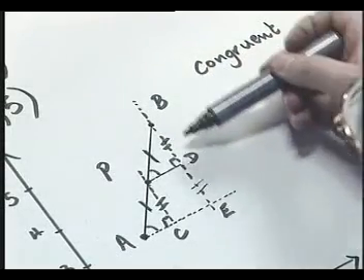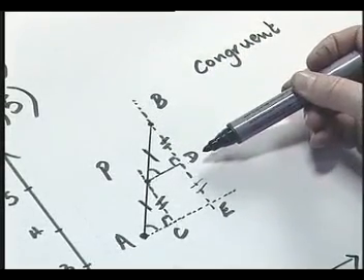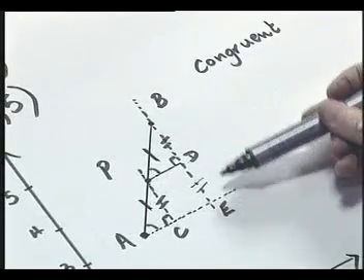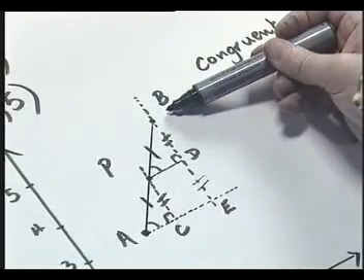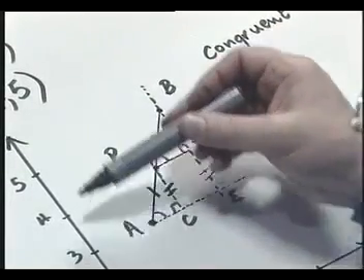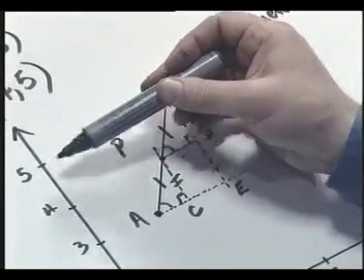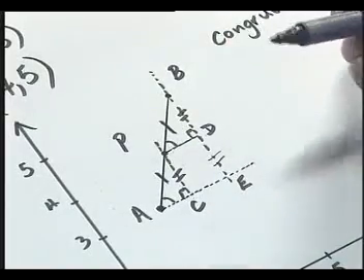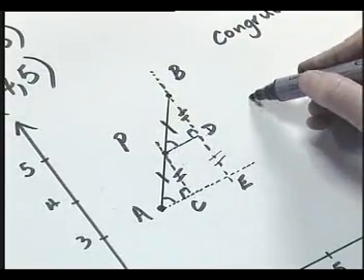So the y-coordinate of D must be the average of the y-coordinates at E and B. Now the average of the y-coordinates at E and B is 3 plus 5 divided by 2, which is 8 over 2, which is 4. So the y-coordinate at D must be 4.